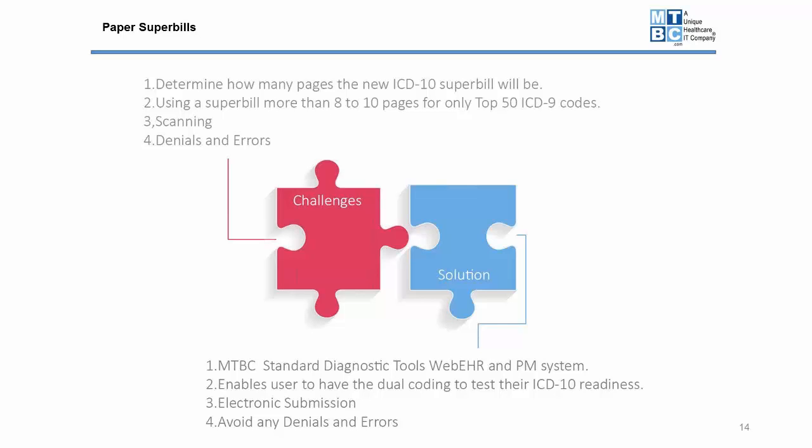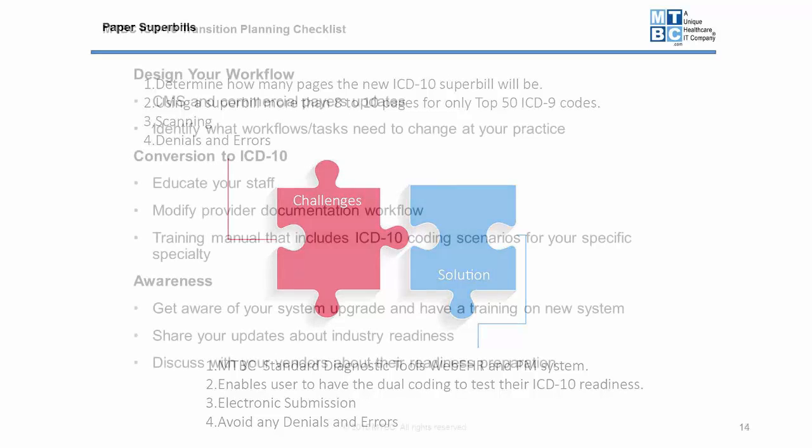And last but not least, the fourth challenge that the Superbill users will come across is that they would have to scan 8 to 10 pages of Superbill for the claim submission. And there is a pretty much easier solution for that. You can just start using our system and submit the claims electronically.